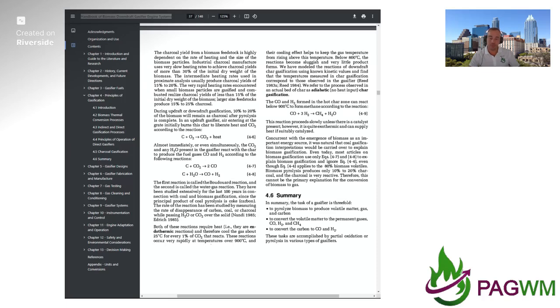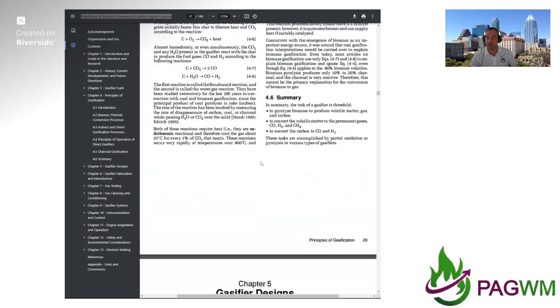So in summary, the task of a gasifier is threefold. One, to pyrolyze biomass to produce volatile matter, gas, and carbon. Next, to convert the volatile matter to the permanent gases, carbon monoxide, hydrogen, and methane. And lastly, to convert the carbon to carbon monoxide and hydrogen. These tasks are accomplished by partial oxidation or pyrolysis in various types of gasifiers.